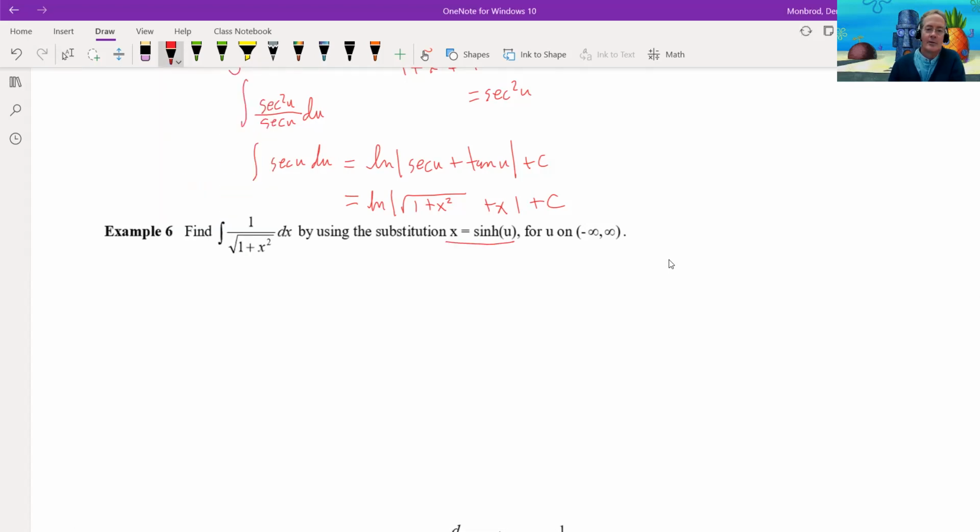x is going to be sinh of u. So we'll need a dx, which is cosh of u du. And now we have to find this expression. So once again, I'm going to do it the same way, x squared, and then 1 plus that.